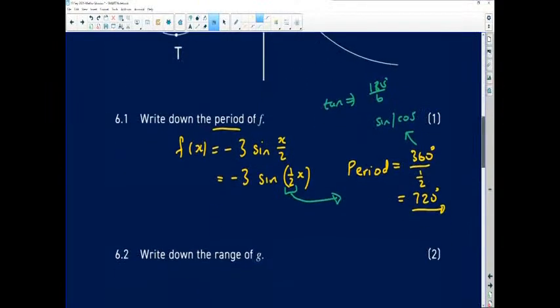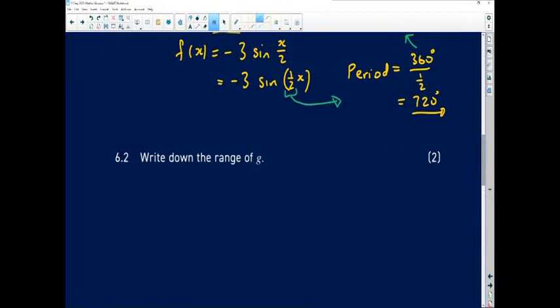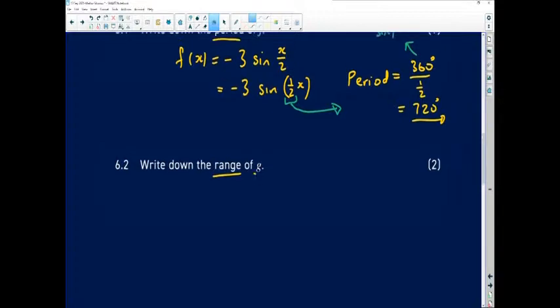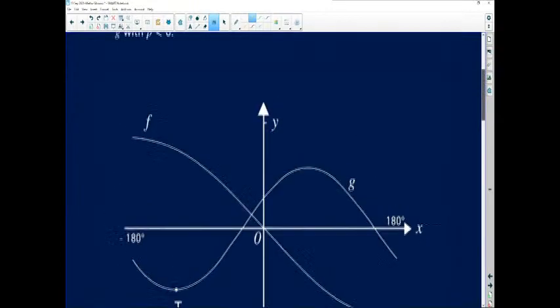Okay. Second question says, write down the range of g of x. Someone asks, what's the key word in the question? Well, the key word is the word range. Now, range is just asking you the space between the maximum and the minimum value in your graph. The graph we are looking for, remember, is the graph of g. So let's go and find out what's the story with the graph of g.